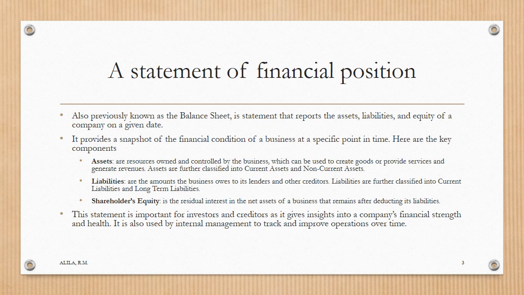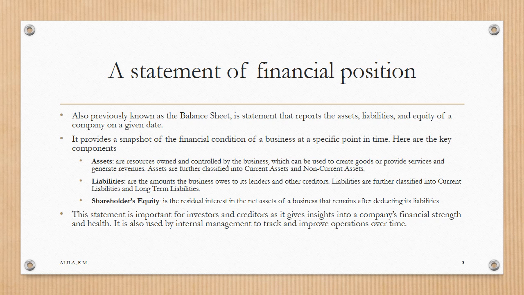So a statement of financial position, this is one previously known as a balance sheet. It's a statement that reports the asset, liability, and the equity of the company on a given date. It provides a snapshot on the financial condition of business at a specific point in time. And here we have some components.